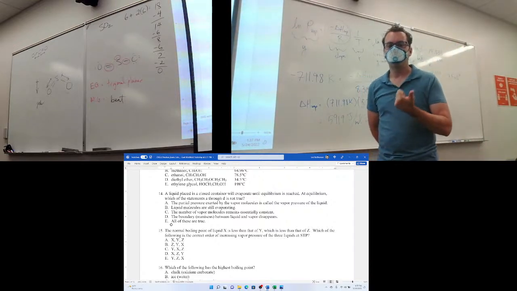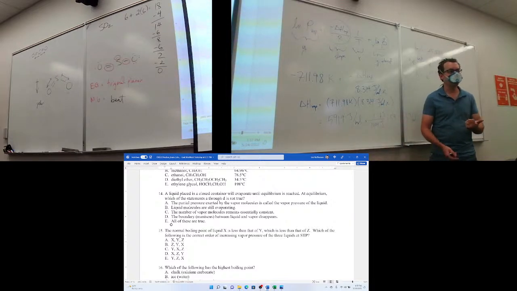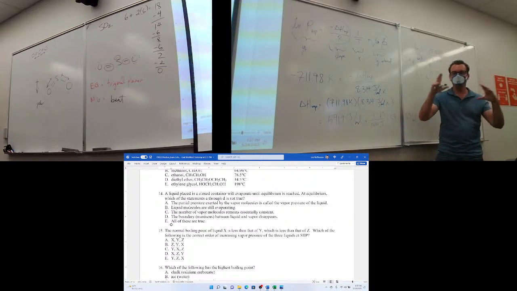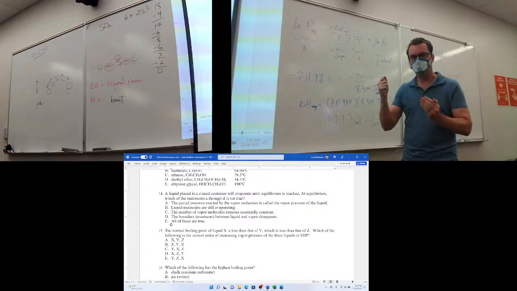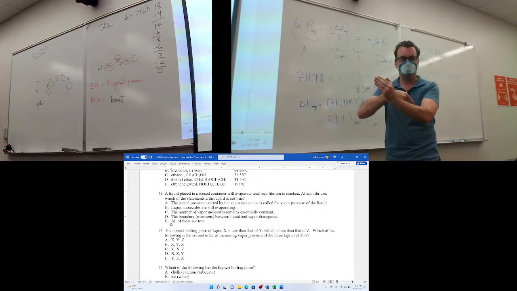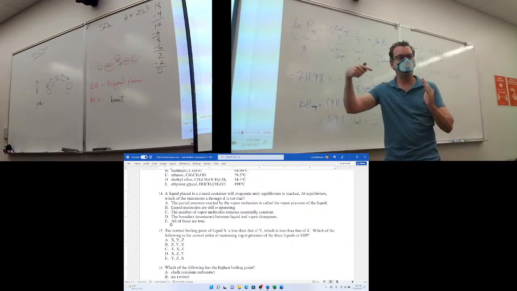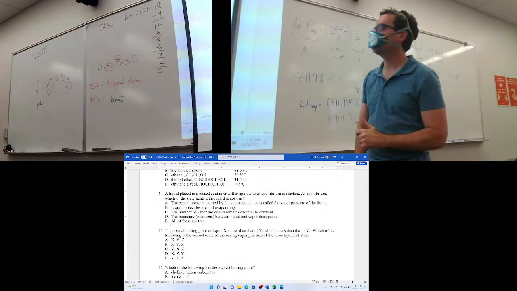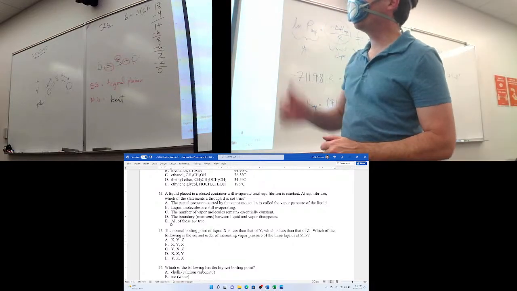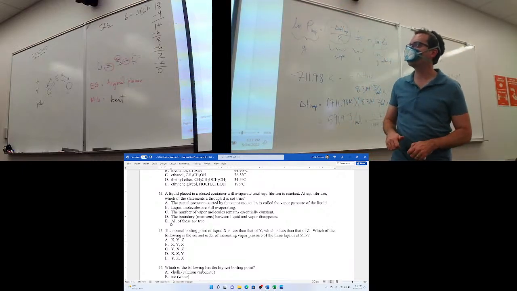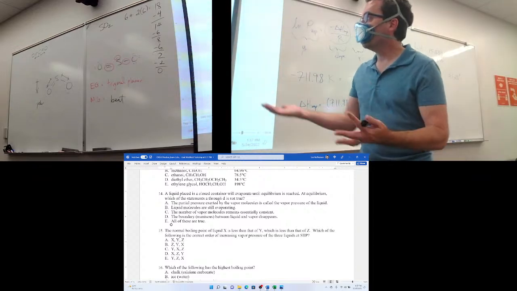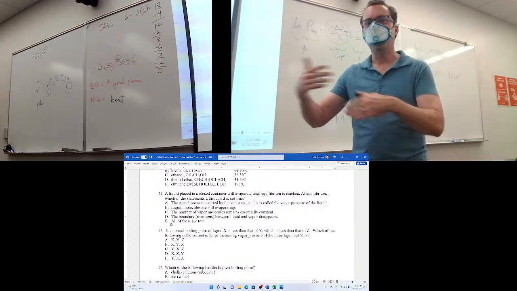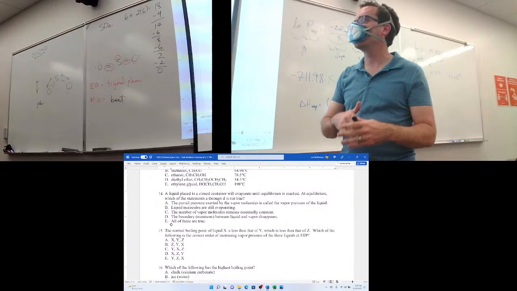Liquid molecules are still evaporating. That's true as well. Even though the amounts won't change once it reaches equilibrium, at the molecular level liquid is still turning into gas and gas is still turning back into liquid. It's just happening at the same rate, so the numbers never change. And that's where C comes in: the number of vapor molecules remains essentially constant. Yes, the number remains the same, but the individual molecules that are gas versus liquid are changing constantly.